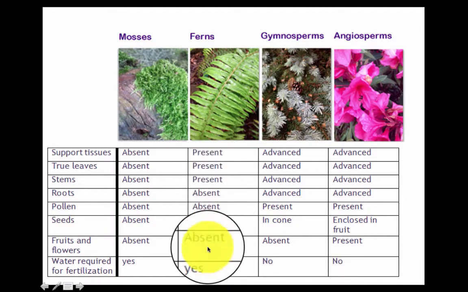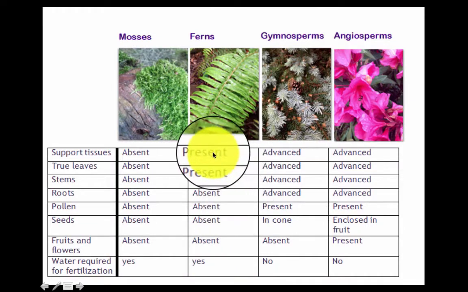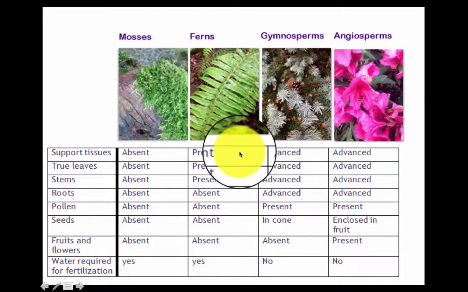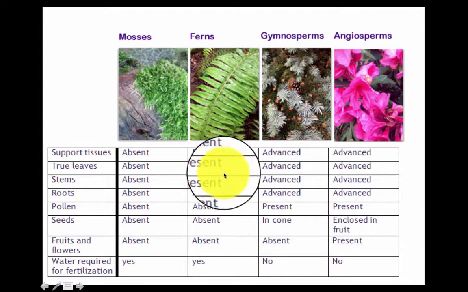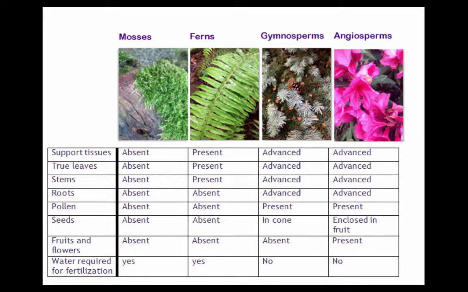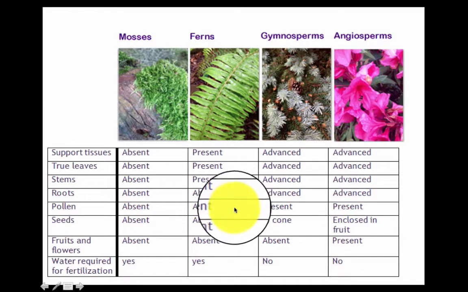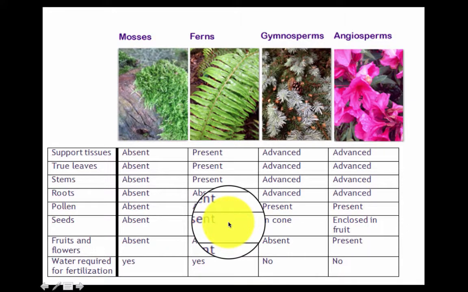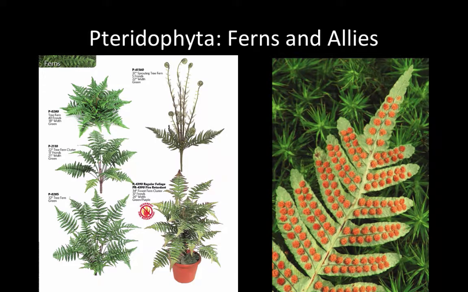And you can see here, no water required, because they evolved to kind of bypass this water need, which is really cool. Ferns, on the other hand, they also need water to reproduce, but when you think about support tissues, they are present now in ferns. Same thing with true leaves or stems, but ferns don't have true roots. So they have a different way to support themselves, but right now they don't have true roots, they don't have pollen, they don't have seed, and they don't have flowers or fruits.